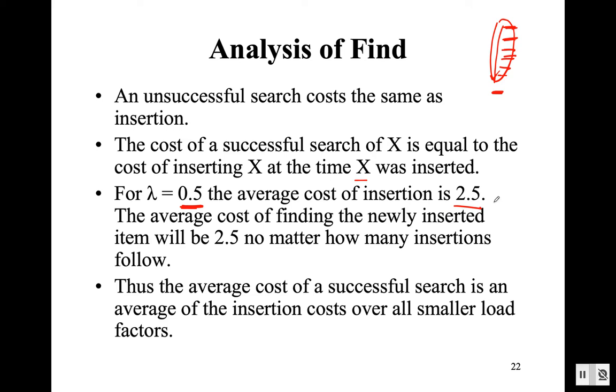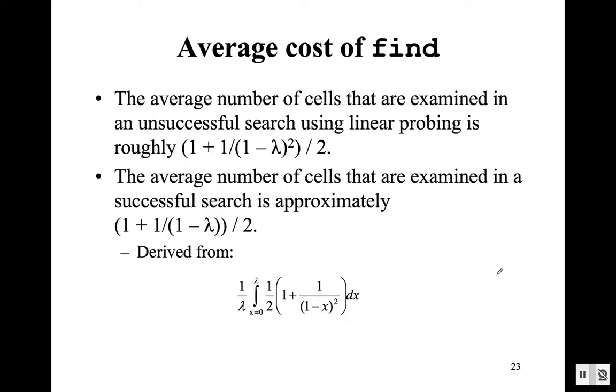So the average cost of a successful search is an average of the insertion cost over all the smaller load factors. Roughly, the searching takes a cost like this. As we said, we are not going to prove this mechanism, but the equation looks like this. Here also you can see that the size of the table doesn't matter; rather, the load factor is an important factor for open addressing also.